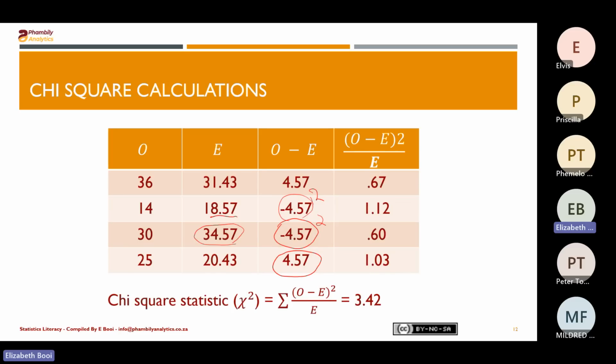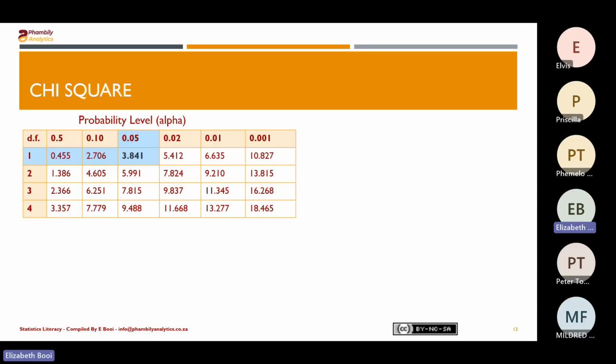And you add all of these values because it says the sum of the observed minus the expected squared divided by the expected, and we get the answer of 3.42. Now we can go and find our critical value. I did my steps haphazardly. I didn't follow my 4-step the way I outlined them.